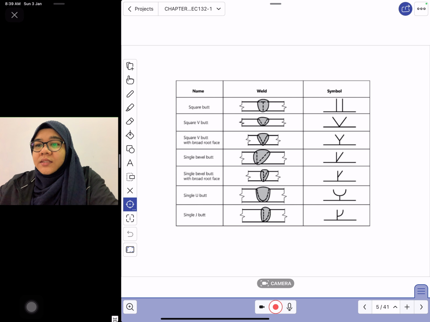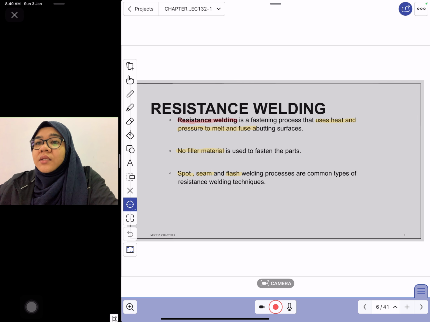Okay, next, this is the example of the shape of the groove. Okay, we have square butt, square V butt and so on. You can refer to this table. Okay, yang ni tak ada dalam nota saya tambah. So mungkin kalau nak screenshot ke, okay, or you can take a look back at this video. Okay, so depends on the shape actually. Okay, kita ada single V, bevel, kita ada U because shape dia U, and then J macam bentuk J, huruf J. Okay, and then next resistor welding.